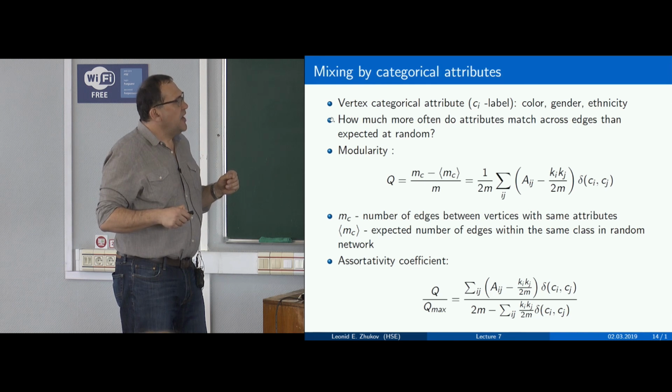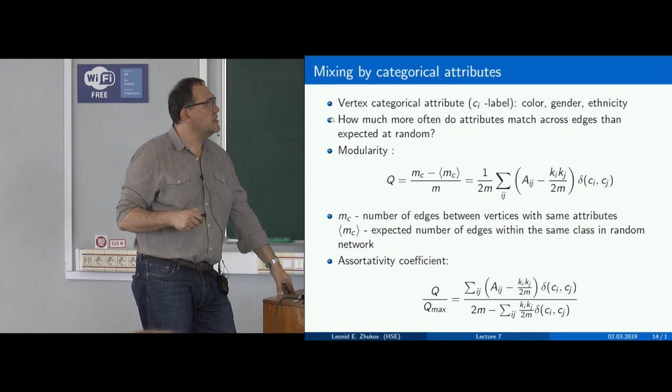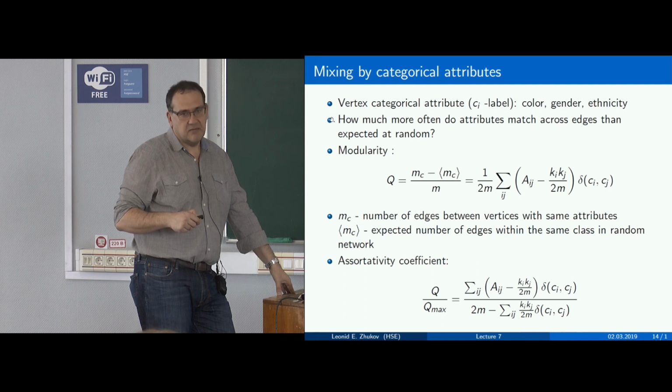Now, why is it this way? Well, let's just go over it once. Ci and Cj would be the attribute of the node, the class that the node belongs to. Say male, female, Republican, Democrat, etc. So delta is a Kronecker symbol. Are you guys familiar with that notation?